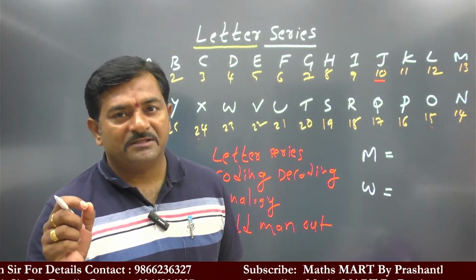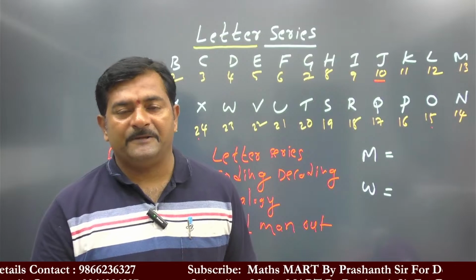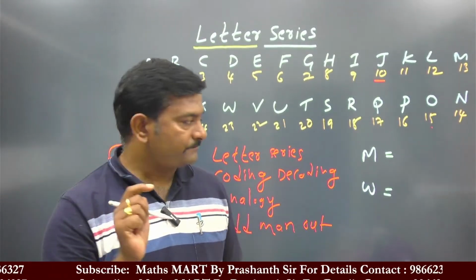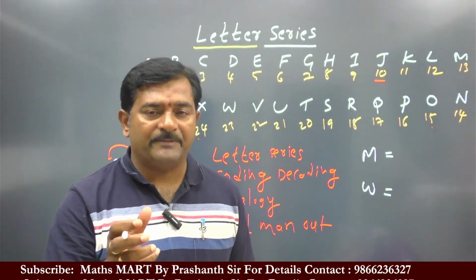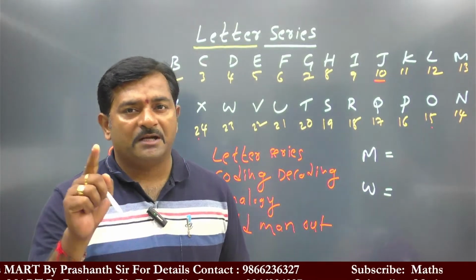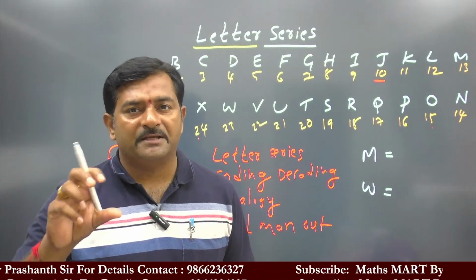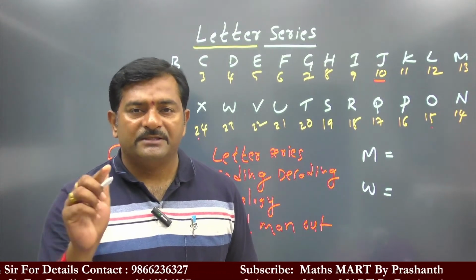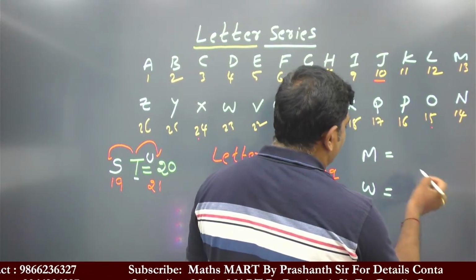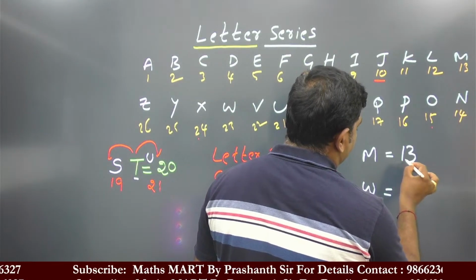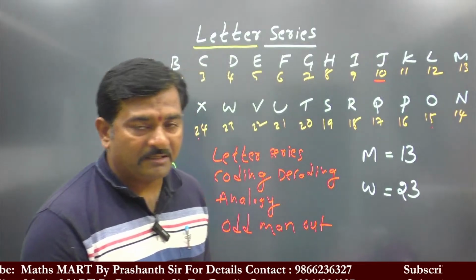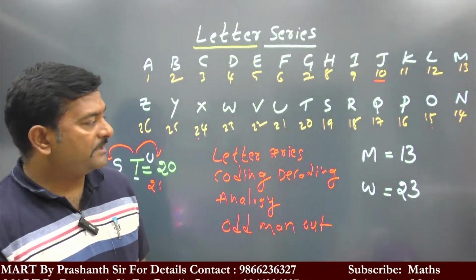If you observe these two letters M and W keenly, in some other direction, shall I say M is appearing like 3? Yes or no? If you rotate the letter M, obviously it appears as 3. Similarly, focus on W also. If you rotate this W in some other direction, it is also appearing as 3. That is the reason M means 13 and W means 23, because M should have the number 3 and W also should have 23.